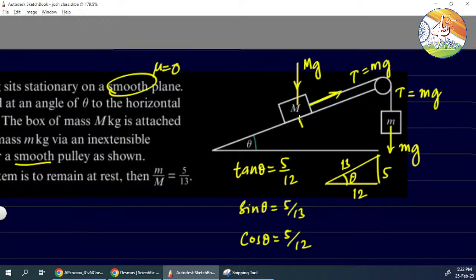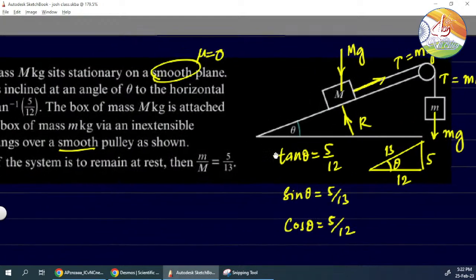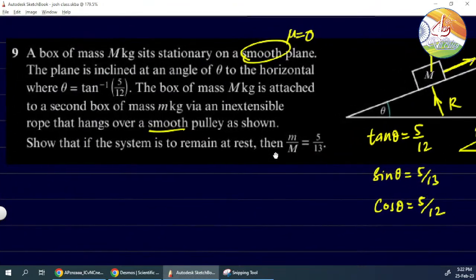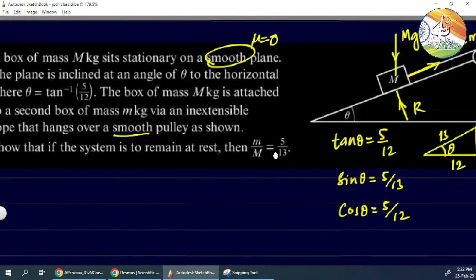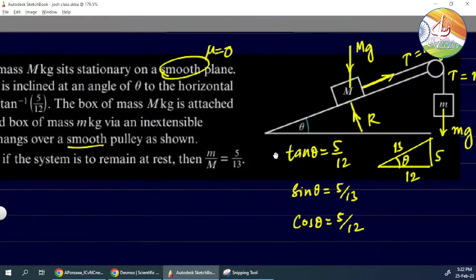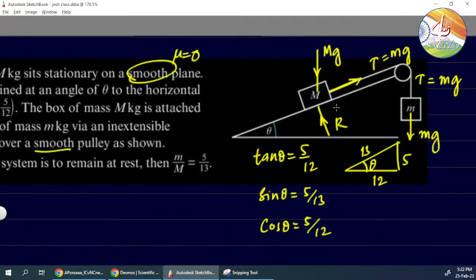Now there are other forces acting on this. There is a normal reaction here, let's say R. Then in which direction is it moving? There is no friction because it is very smooth, so friction we need not take. We need not worry whether it is moving downwards or upwards. Then we just have to take the y direction and the x direction. So this is our x axis, this is the y axis.